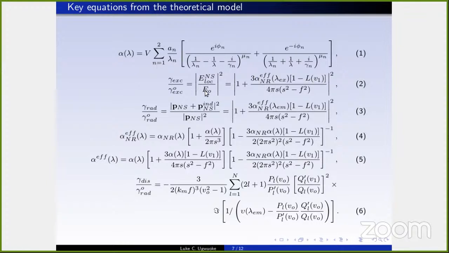In equation 2, we have the excitation rate enhancement, which, like I mentioned before, depends on the local field. And this local electric field also depends on the scattered field from the nanostructure. So it's calculated as follows. Then the radiative rate enhancement, known as the Purcell factor, depends on the induced dipole moment, which is calculated as shown. And then you have effective polarizabilities due to the interaction between them. And then you have this non-radiative decay term, because the molecule undergoes both radiative and non-radiative decay. So it's calculated using these expressions.